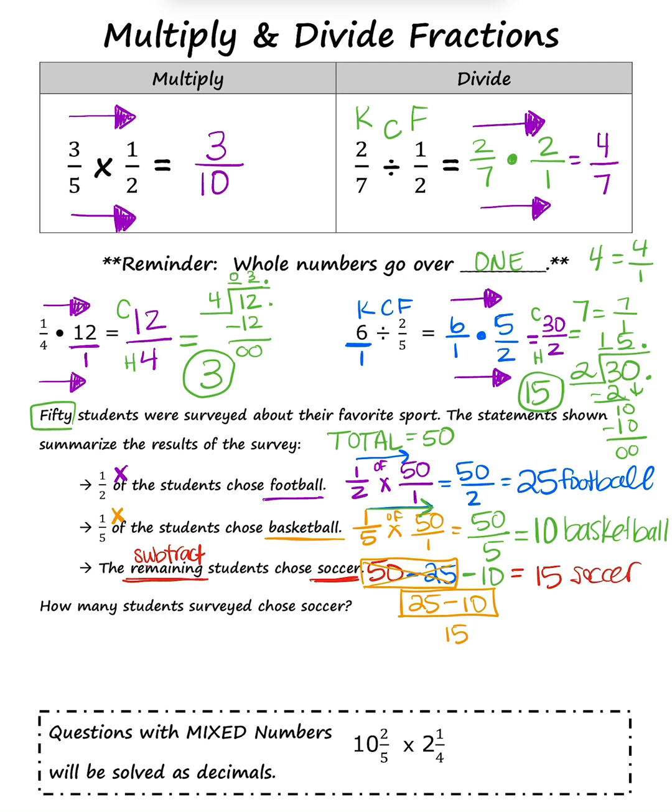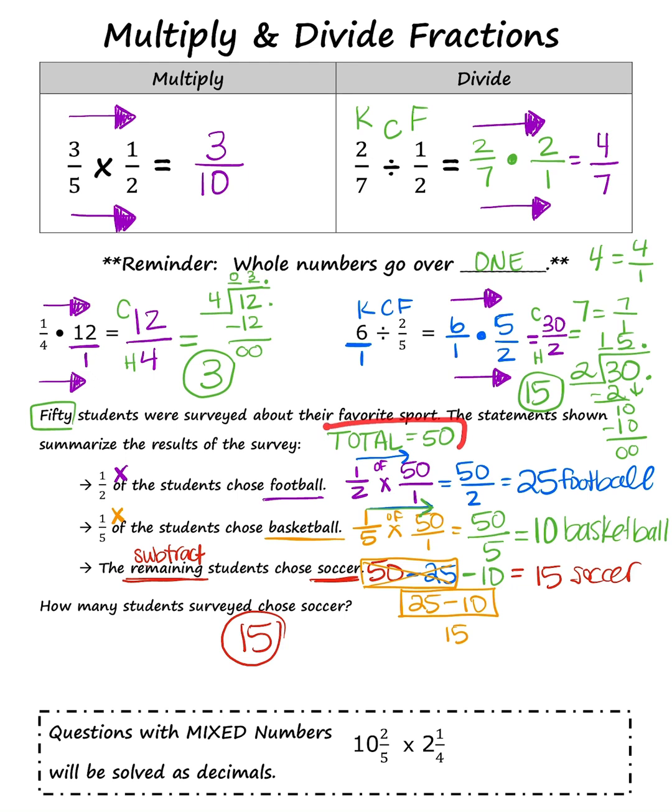So now I can read my question statement, and it says how many students surveyed chose soccer. So which one are we looking for? We're looking for the soccer number. So how many students chose soccer? Well, that was 15. Okay, 15. And again, I knew that this was a multiplying problem because it said fraction followed by the word of, okay?